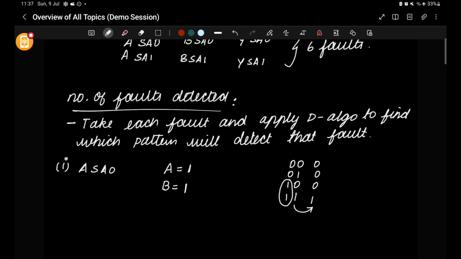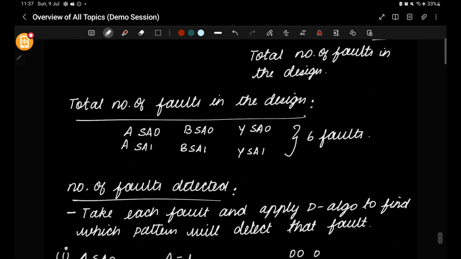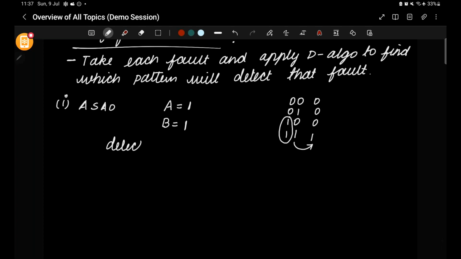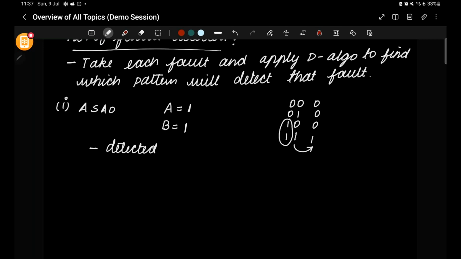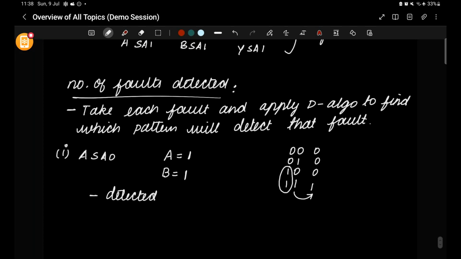So in this way, one pattern is there, right? Yes, so this fault is getting detected. Same way, you check for the other faults. If it is getting detected by 1 1 or 0 1, then you have to add it to the numerator. Otherwise, don't add it. You need to see how many faults are there in the numerator. So numerator by denominator, you will be getting the fault coverage.